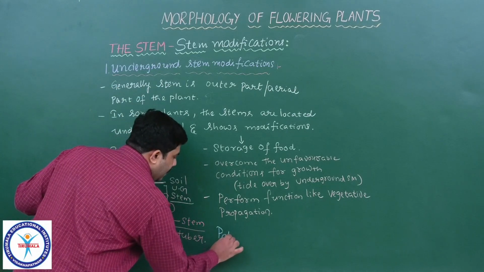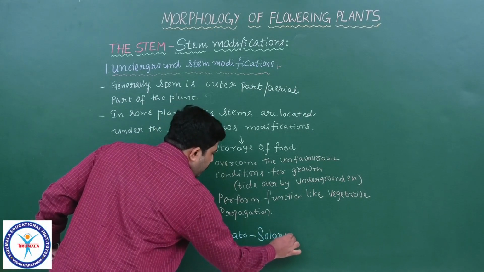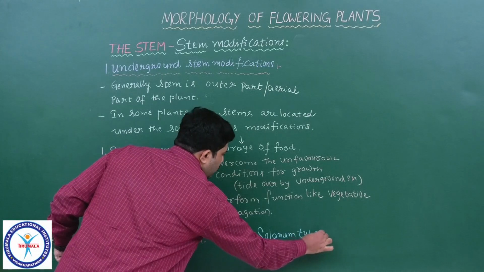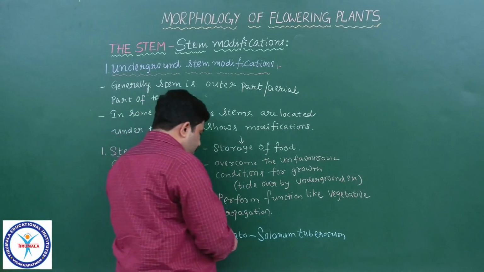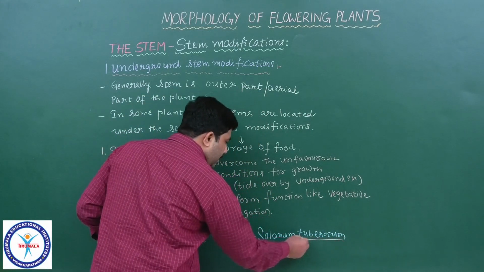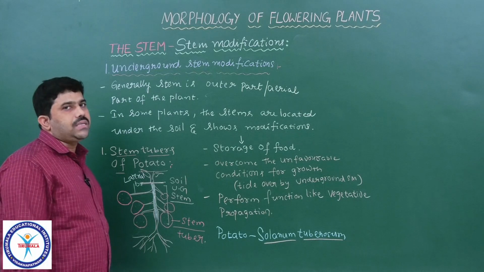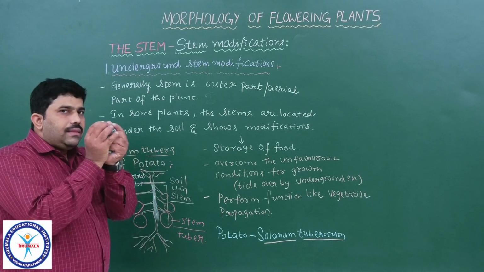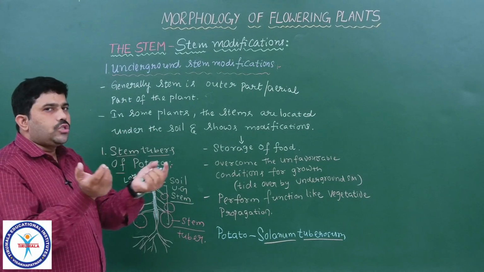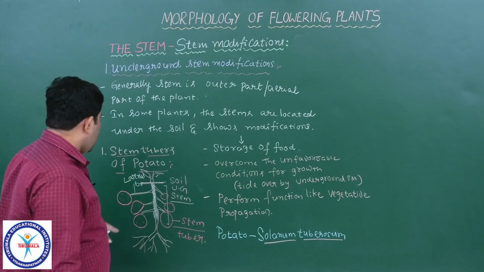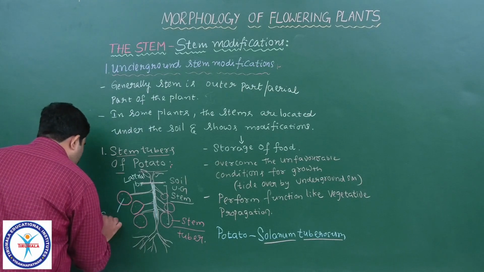Stem tubers we see in an exemplary plant like Solanum tuberosum. What is the scientific name of potato? The scientific name of potato is Solanum tuberosum. In this plant only we see that structures like potatoes are developed. These potatoes are stem parts. Due to the deposition of food only, the cylindrical lateral branches slowly become swollen into a bag-like or tuber-like structure. What type of food do they deposit here? They deposit food like starch.